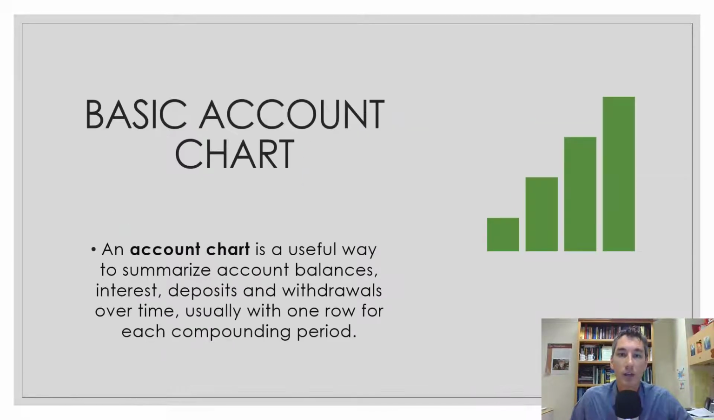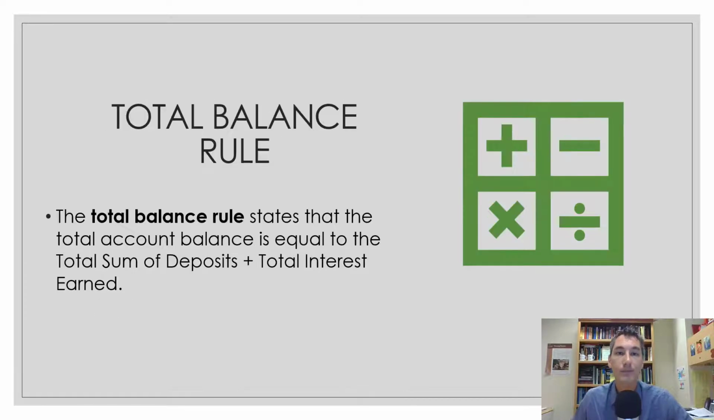So a basic account chart is essentially a way of summarizing interest, deposits, and withdrawals over time with one row for each compounding period. It looks just like a spreadsheet where you have a row and how much money is in the account, and if there's a deposit or interest or a withdrawal, it puts each interaction on one row. In a basic account chart, you're doing this by hand and doing the math yourself with a calculator.